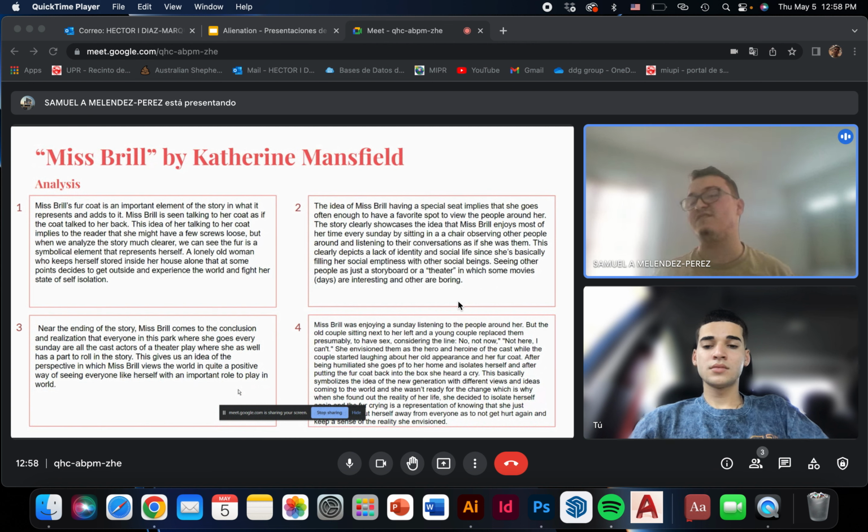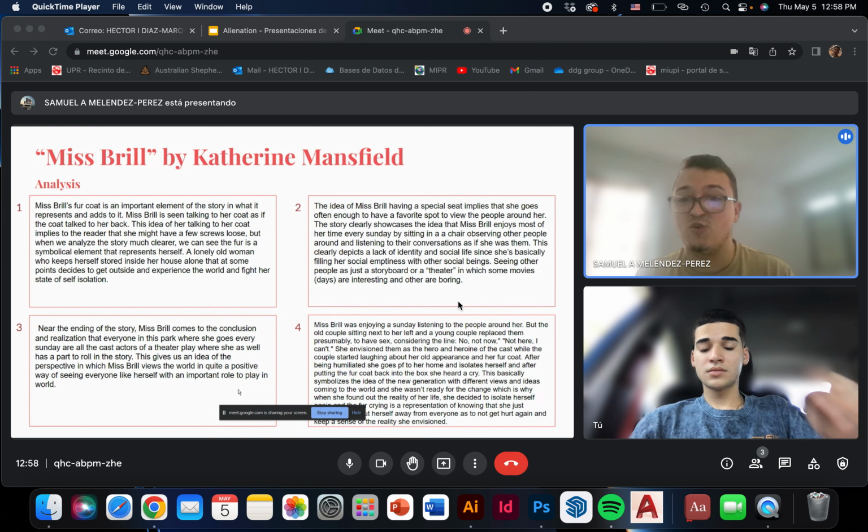most of the people in the area are old. An old couple sits next to her, but then they leave, and a young couple steps in. That's a representation of the new generation coming in and changing her idea of what she is seeing. She sees the world as a play, a beauty, a story, but then she sees the reality that the world is cruel, that she's alone, and that people don't really consider her.